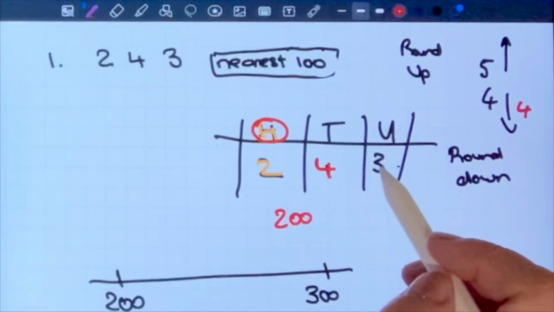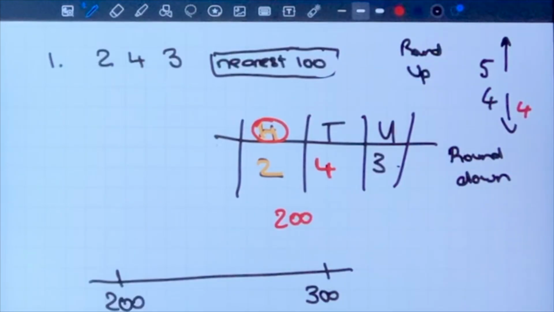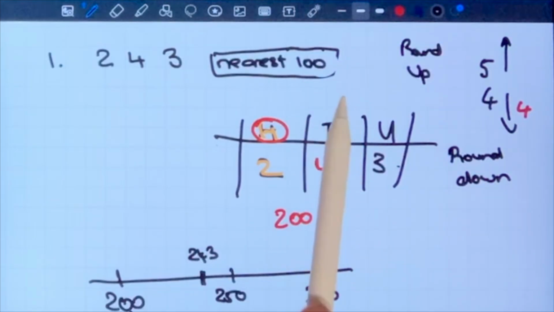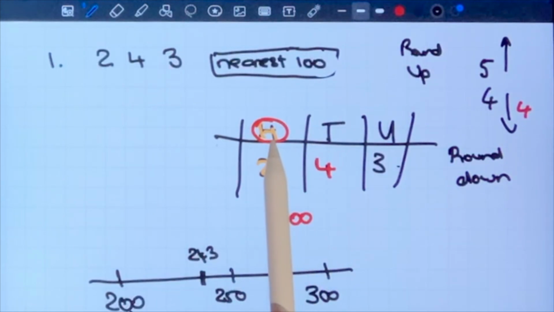And what this is saying is that this will be midway, so 250, and this is telling you that 243, which would be somewhere there, is a lot closer to 200 than it is to 300. That's what rounding to the nearest 100 means. So you can see that a number will change in how you round it depending on where you're rounding it to, whether you're rounding it to the nearest 10 or to the nearest 100.